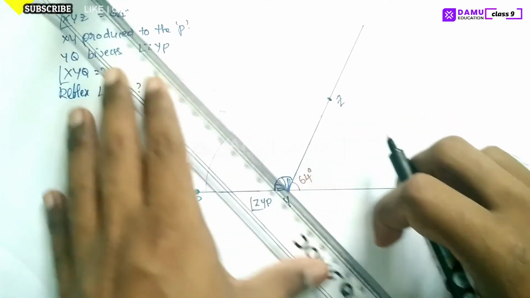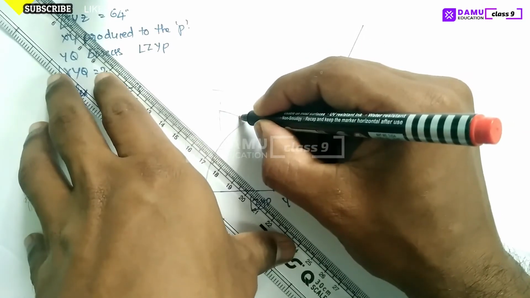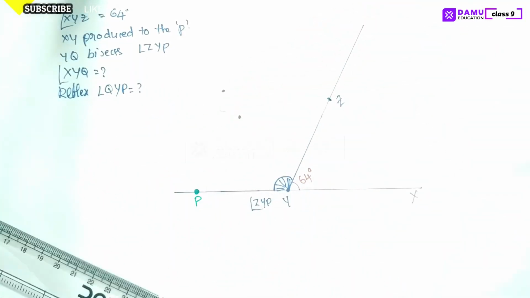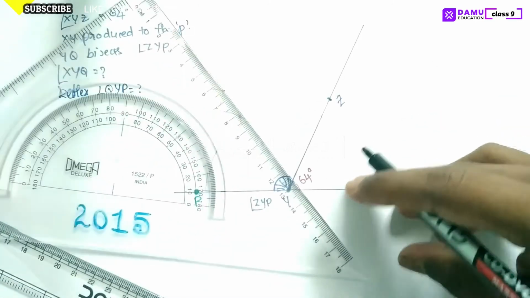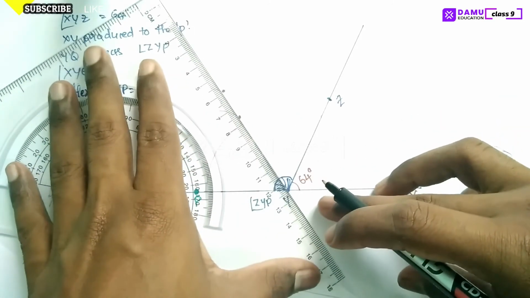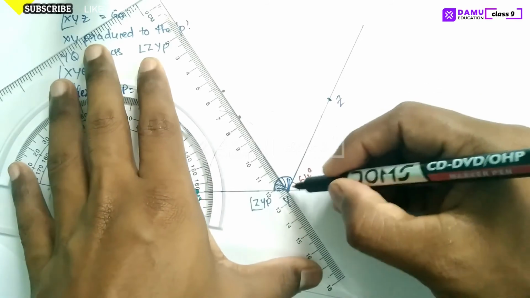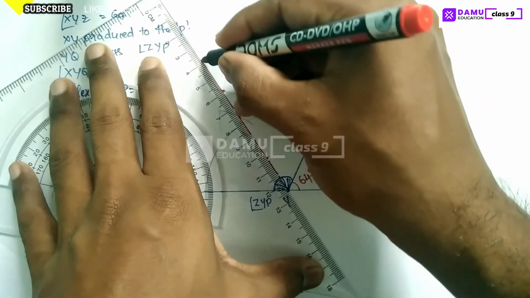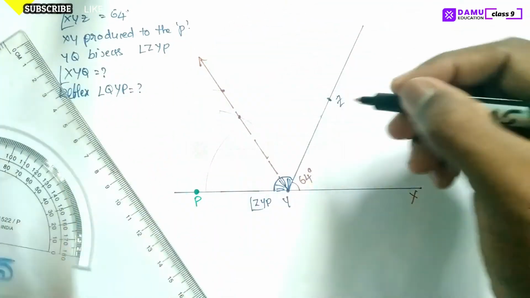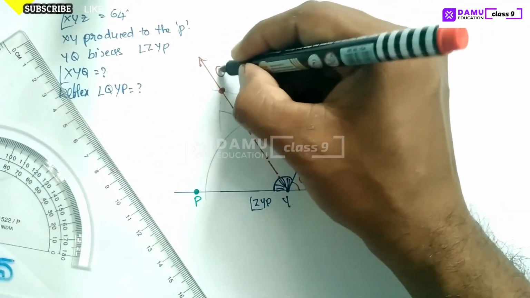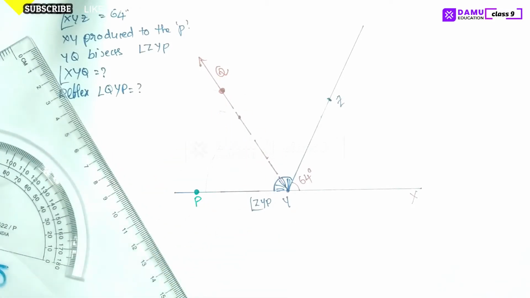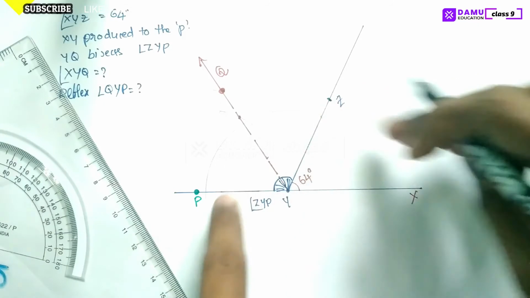So how to draw this point and this one? Let's join that by using this. So we are bisecting the given angle. This one may be YQ. So YQ will bisect the angle ZYP. This makes both the angles equal.